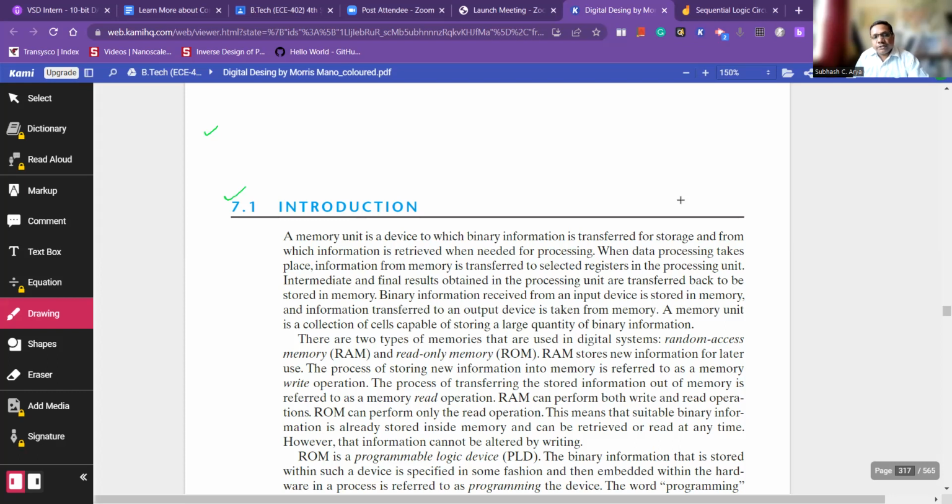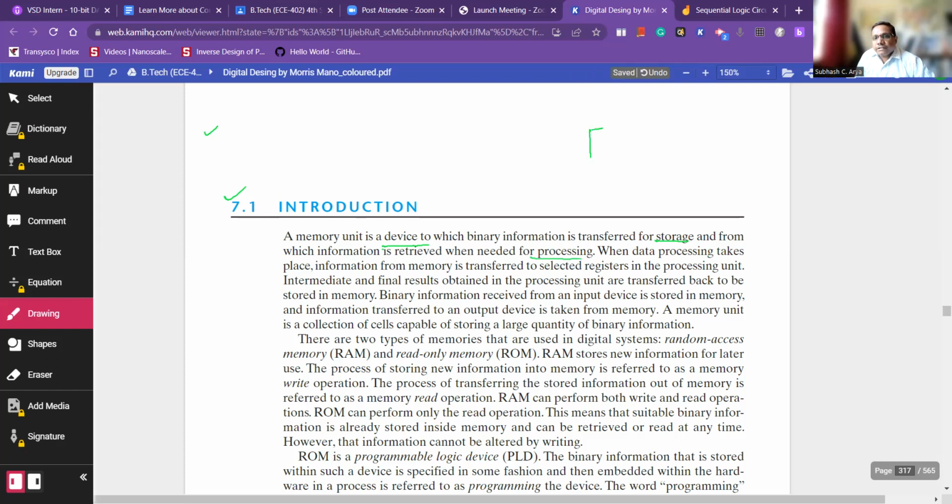Section 7.1, Introduction. A memory unit is an electronic device to which binary information is transferred for storage and from which information is retrieved when needed for processing. So what does it mean?